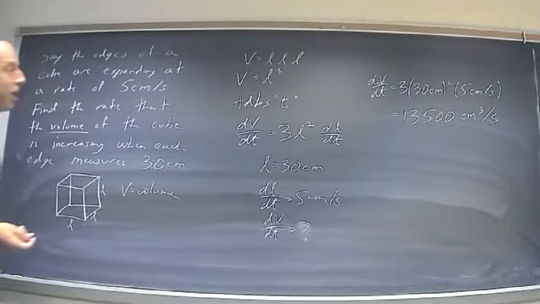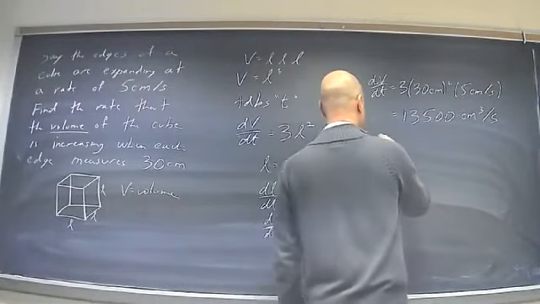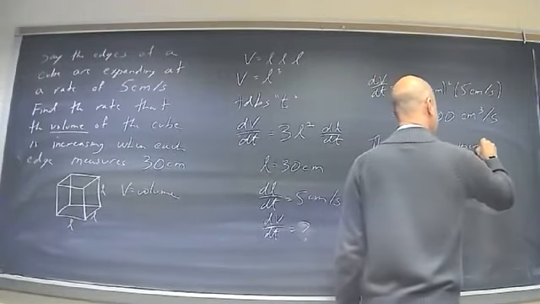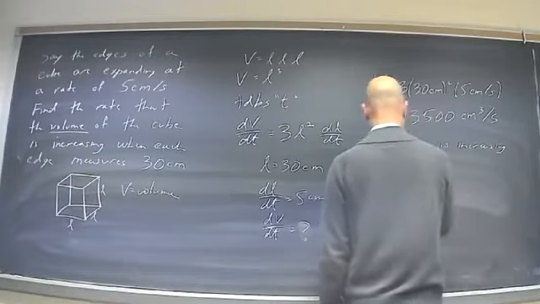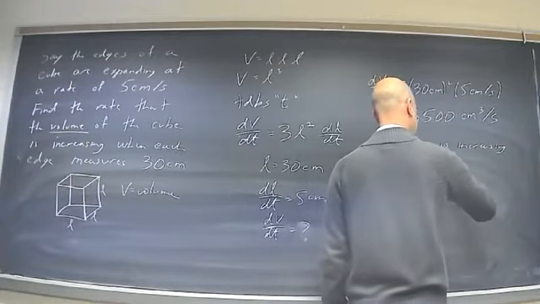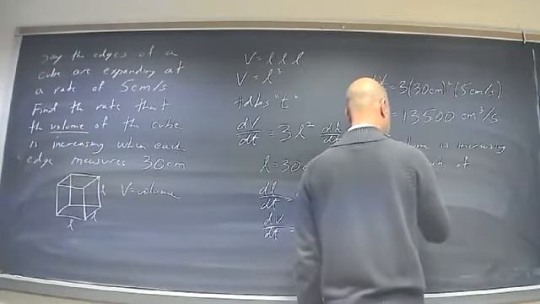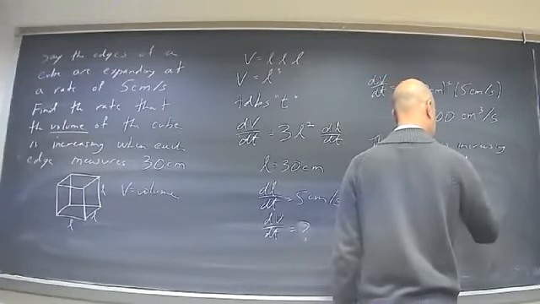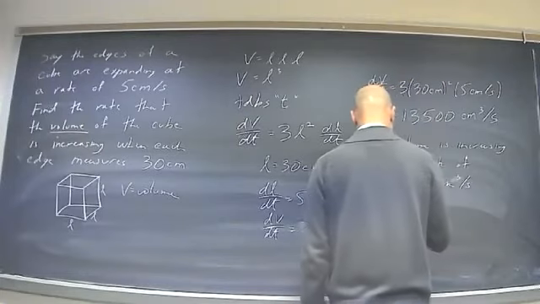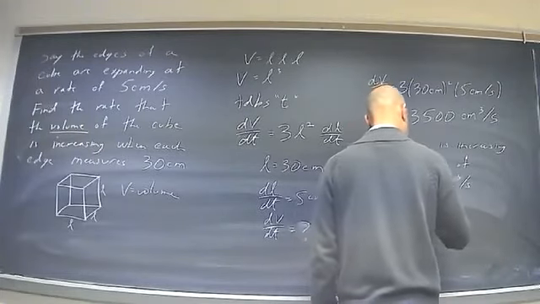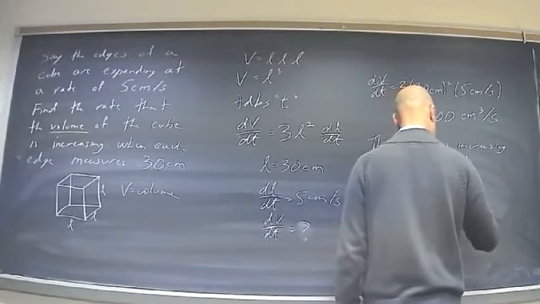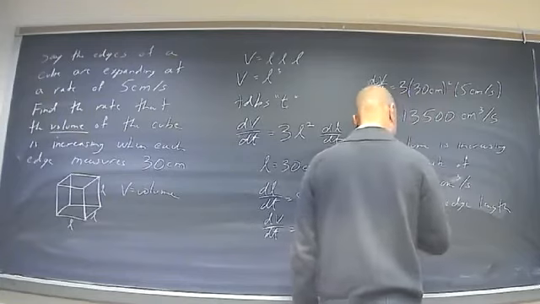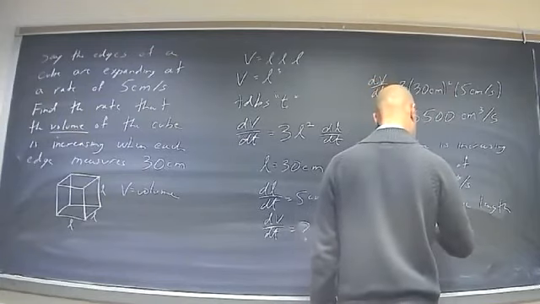And let's write a concluding statement. So the volume is increasing at a rate of 13,500 centimeters cubed per second when the edge length is 30 centimeters.